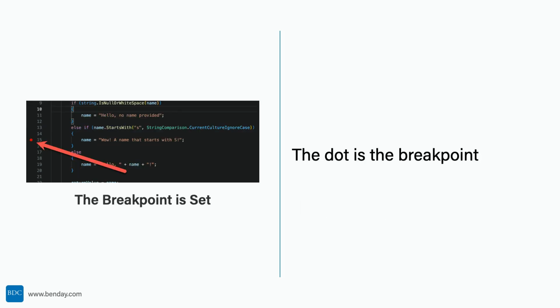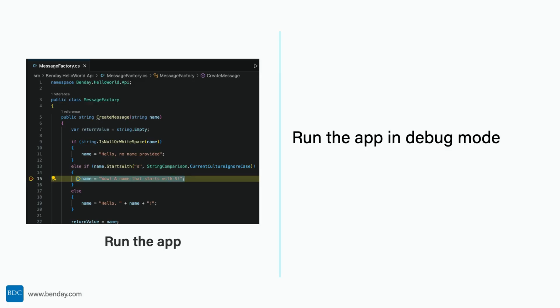That dot you see there in the margin is the breakpoint. Now that you have the breakpoint, run the app in debug mode. When the thread of execution gets to that line, it'll stop and look something like this highlighted row.